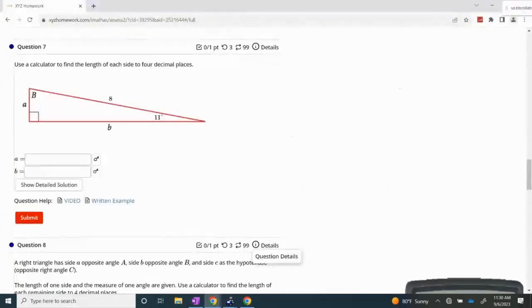Just by knowing that, I could actually find angle B. This is 90. This is 11 degrees. Whatever angle B is, I could just take 180 minus 90 minus 11, and that would give me angle B. They didn't really ask us to find angle B, but we could find it.